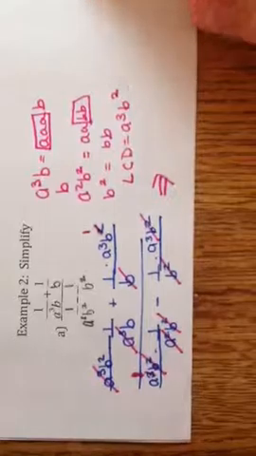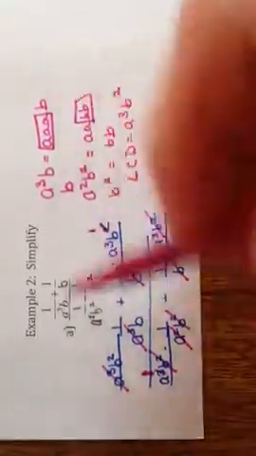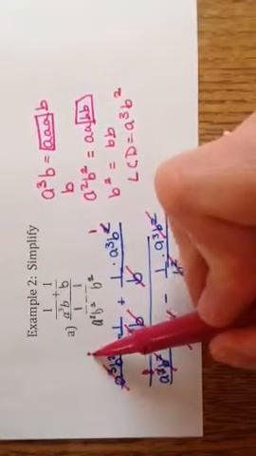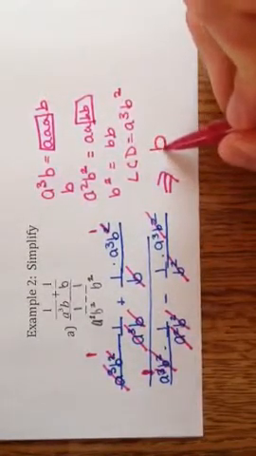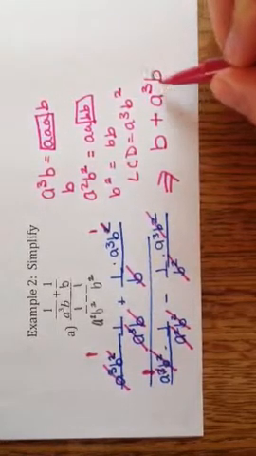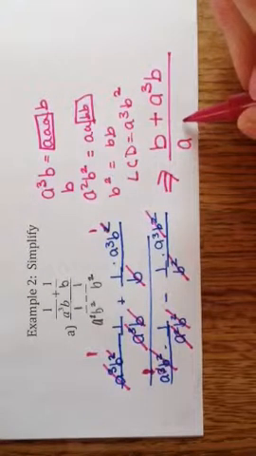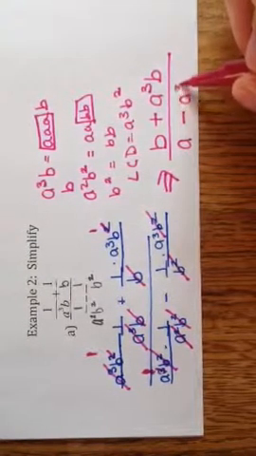So I am left with, this b can cancel out with one of those b's. So I'm left with b plus a cubed times b over a minus a cubed.